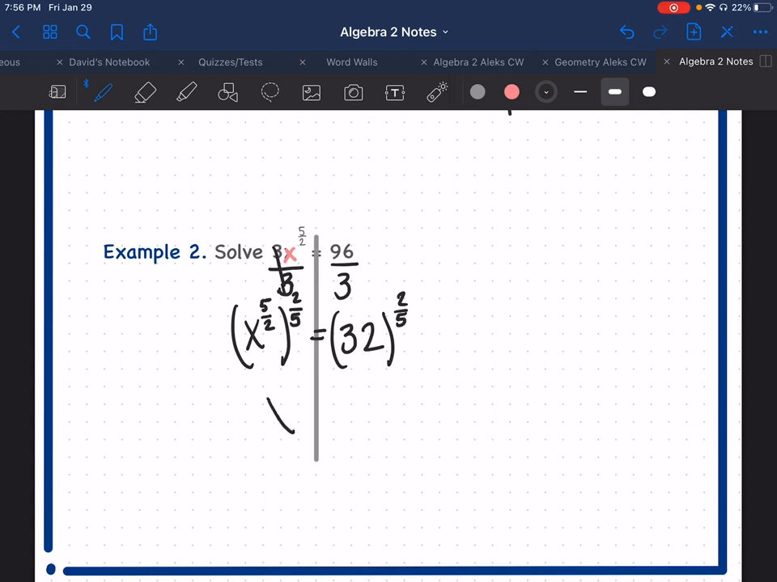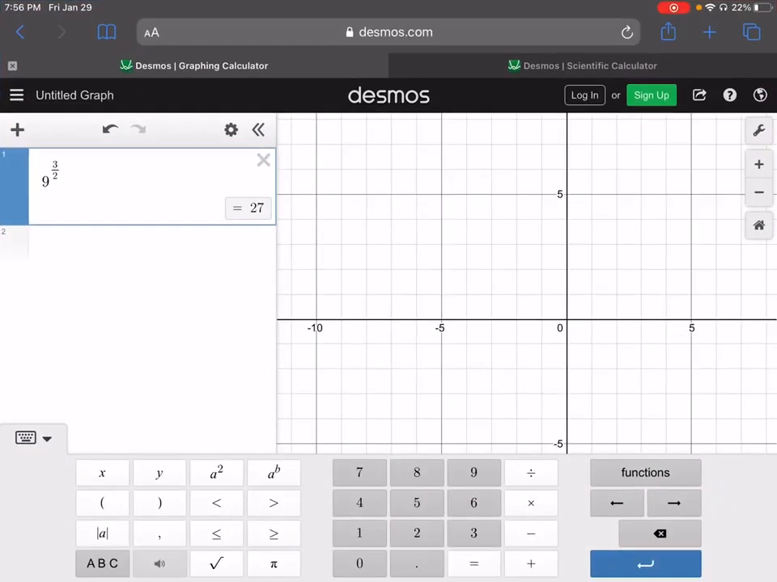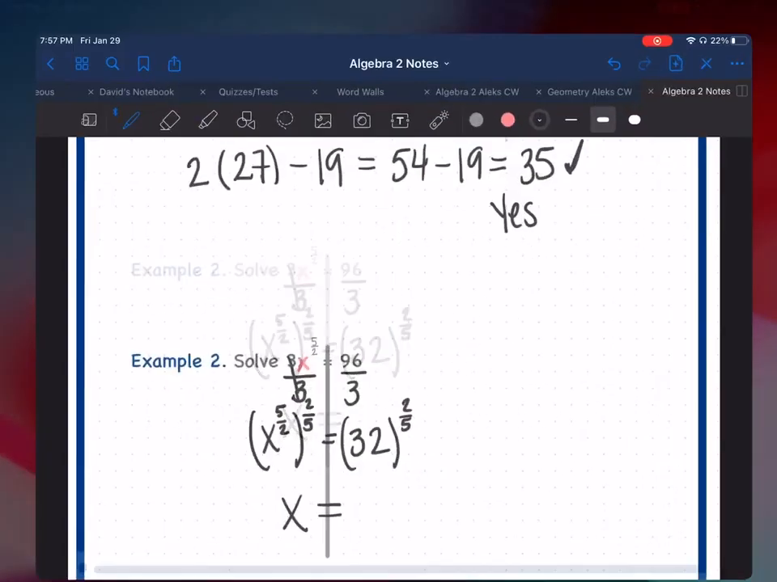This is going to give me x, and I'm going to go back to my Desmos calculator to show you what the answer is. So let's go back to Desmos real quick. Let's get rid of that one, and it's 32 raised to the 2 divided by 5 power. And there's my answer right there. I don't even have to press equals. 4 is my answer. How cool is that?